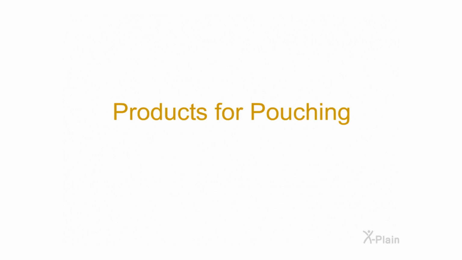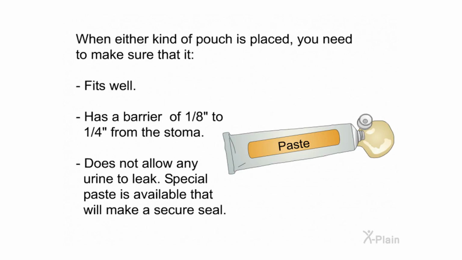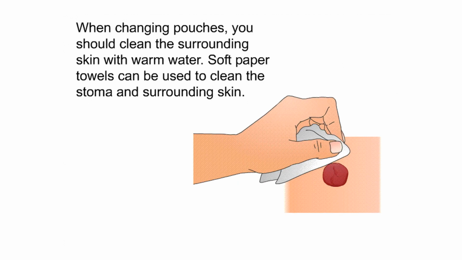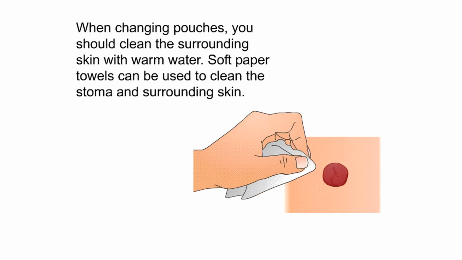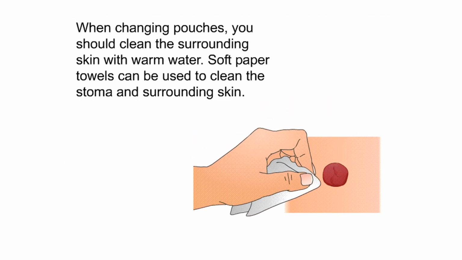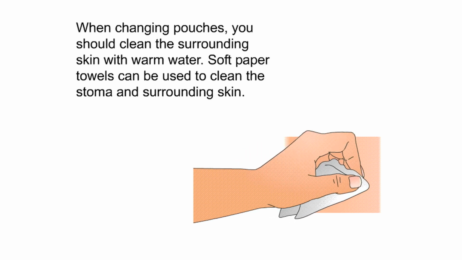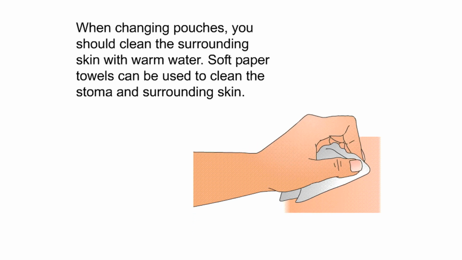Products for pouching. When either kind of pouch is placed, you need to make sure that it fits well, has a barrier of 1/8 inch to 1/4 inch from the stoma, and does not allow any urine to leak. Special paste is available that will make a secure seal. When changing pouches, you should clean the surrounding skin with warm water. Soft paper towels can be used to clean the stoma and surrounding skin.